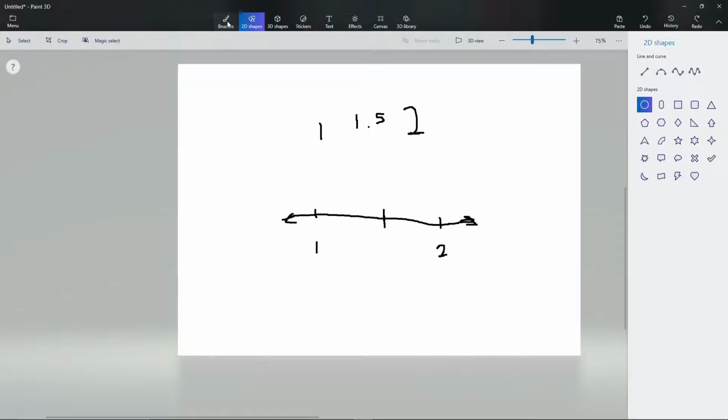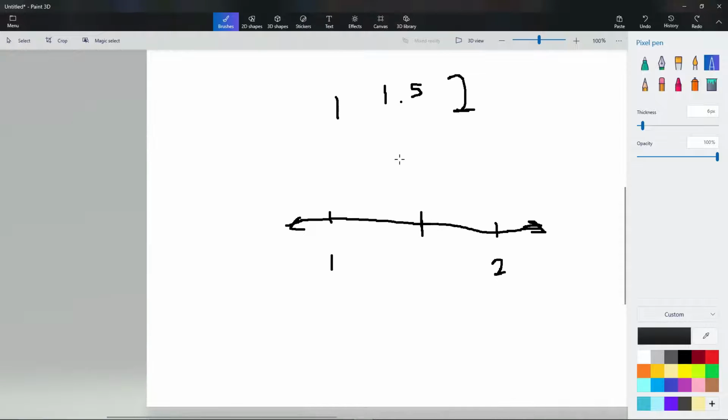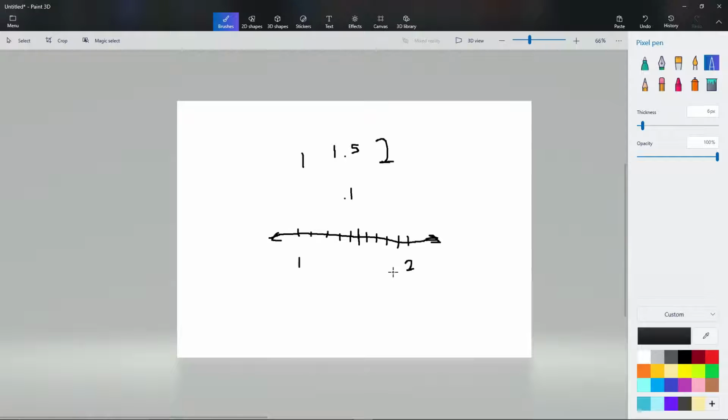Right now we're only focusing on the 10th place, which is 0.1. So we're going to keep adding 0.1s to get there. This is 0.1, this is 0.2, this is 0.3, this is 0.4, right? And now we get to 0.5. Now we get to 0.6, 0.7, 0.8, 0.9, and then finally, if we add another one, we'll get to 2. So that is the distance between these two numbers.